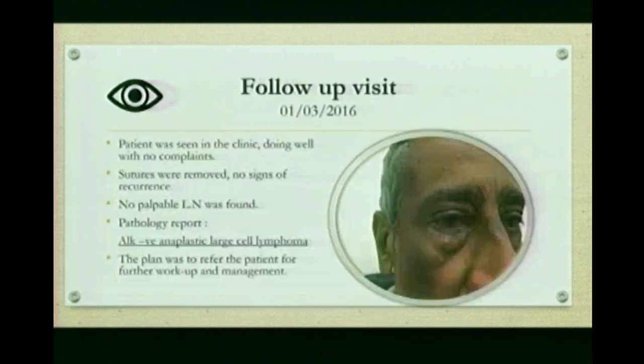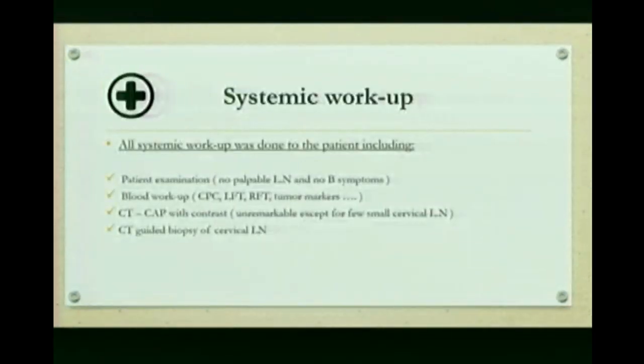So the patient came to us again in the clinic. At this point, he was doing well. He has no pain, no signs of recurrence. The tenderness resolved, no palpable lymph node. He's not reporting any B symptoms of lymphoma. So the plan was to refer the patient for systemic workup to see if there are any signs of metastasis or primary origin.